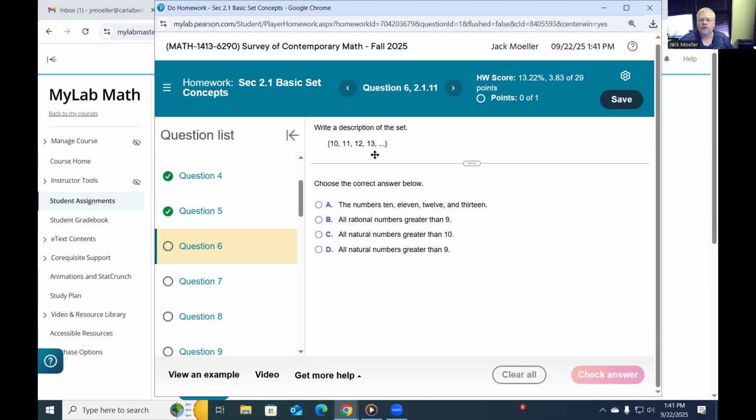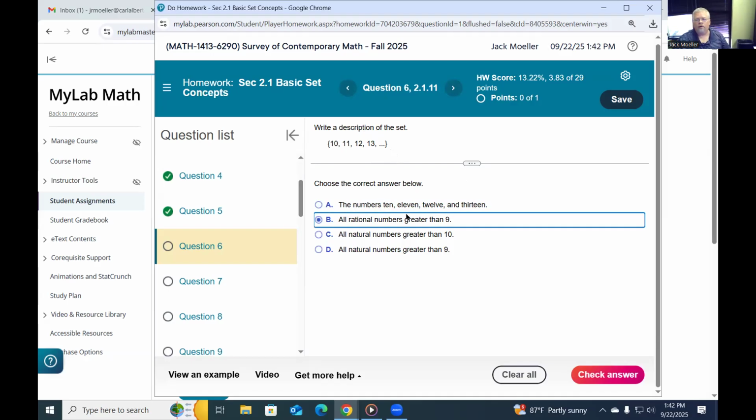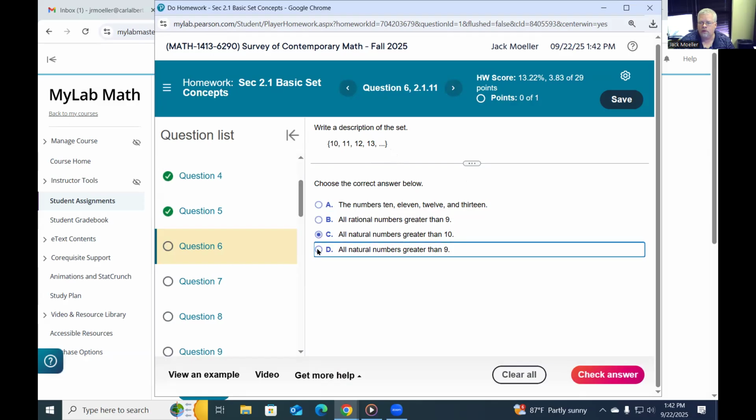Okay, write a description of this set. 10, 11, 12, 13, dot, dot, dot. Okay. So it's not the first one because of the dot, dot, dot, because it's more than just those numbers. Okay. Is it all rational numbers greater than 9? All natural numbers greater than 9, all natural numbers.